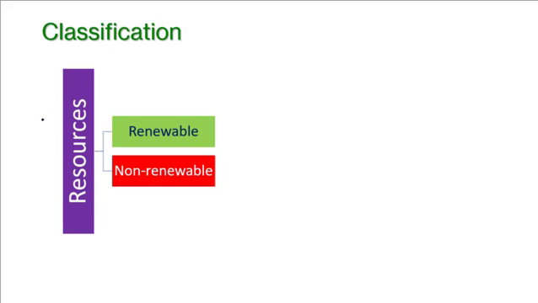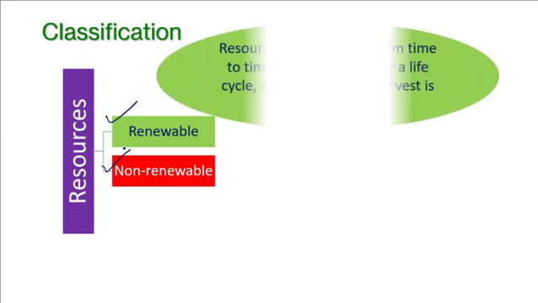Classification of resources or natural resources. There are various methods of classifying natural resources. This includes the source of origin. On the basis of source, the natural resources can be classified. Stage of development, and also by their renewability. So we will concentrate on 2 aspects of classification of resources. First we will see the renewable and non-renewable resources. So these are 2 major classifications of resources.